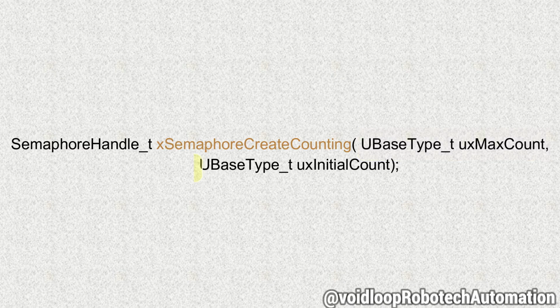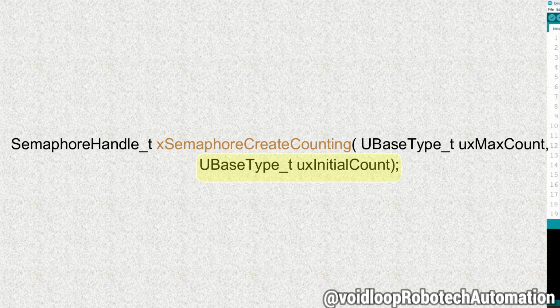Second argument UX initial count is the starting number of token available when the semaphore is created. The task can take or consume token until the count becomes 0. For example, if it becomes 0, then task will block and wait state. Now let us see the Arduino programming.